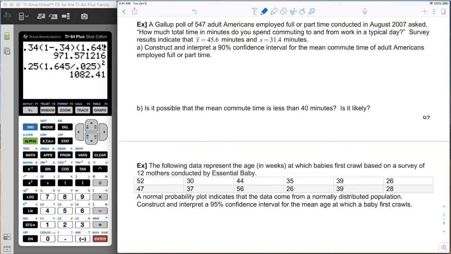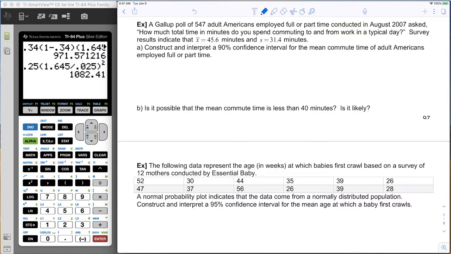A Gallup poll of 547 adult Americans employed full or part-time conducted in August 2007 asked, how much total time in minutes do you spend commuting to and from work in a typical day? Survey results indicate that x bar equals 45.6 minutes and s equals 31.4 minutes.